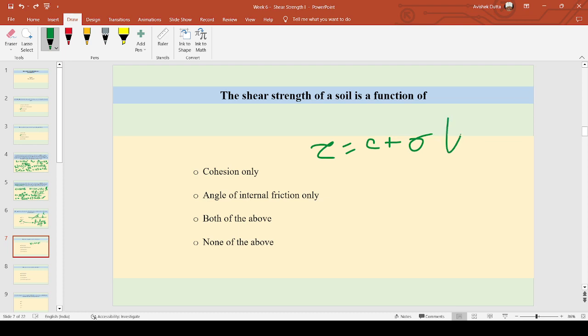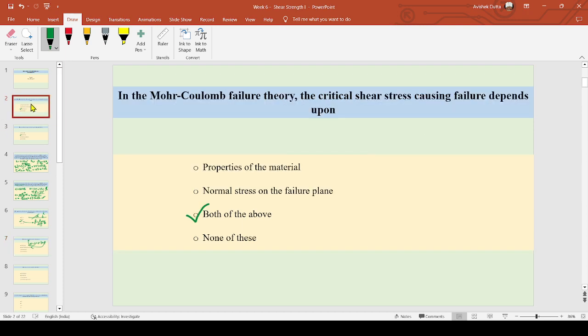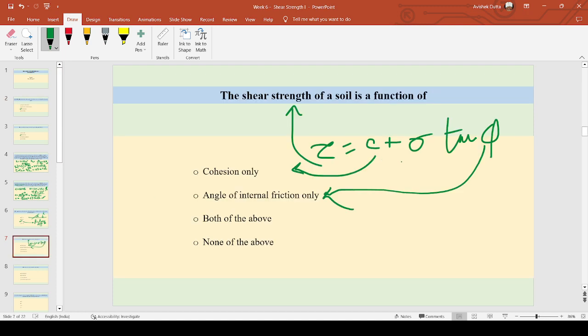Tau equals C plus sigma tan phi. So here the shear strength tau is a function of cohesion and also the angle of internal friction. And as for the first question, the shear strength also depends on the properties of the material, that is C and phi, and also on the normal stress on the failure plane. So in this case it is proved that C, phi and sigma all form variables to the function, that is the shear strength of the soil.